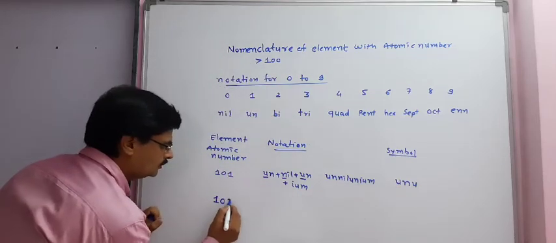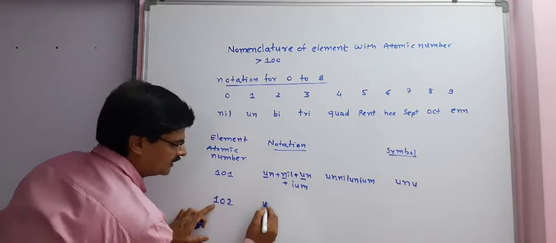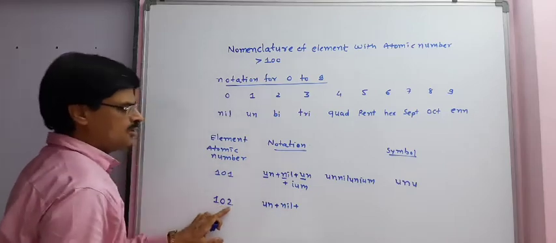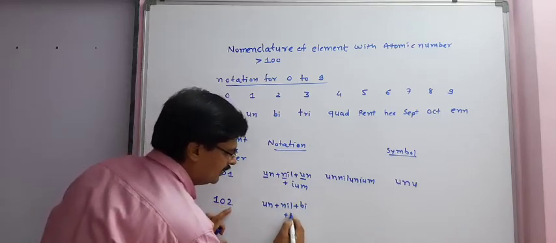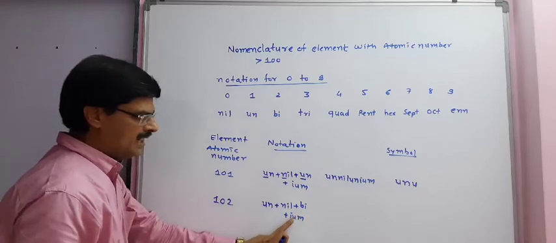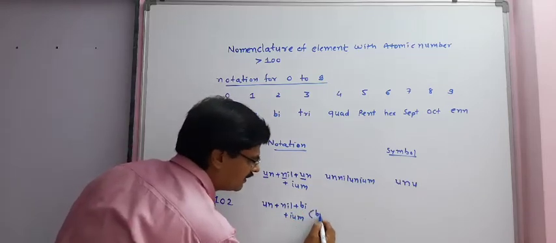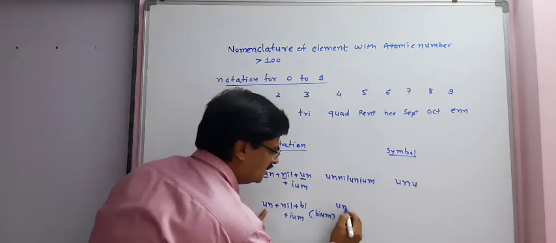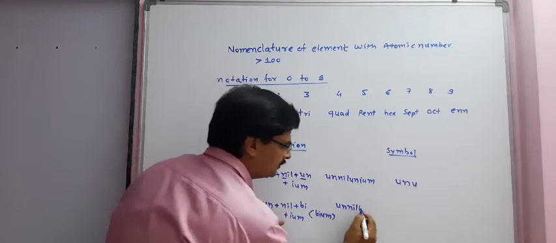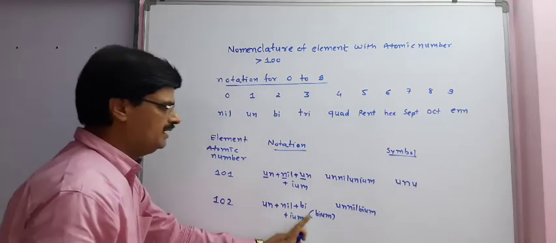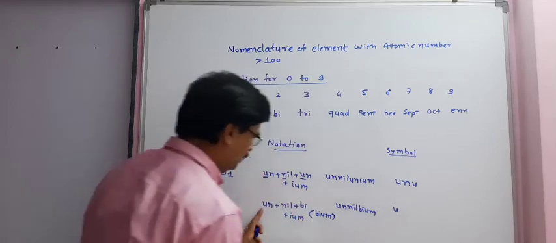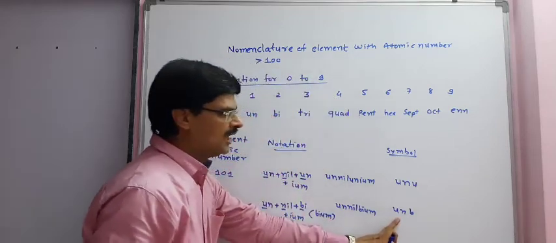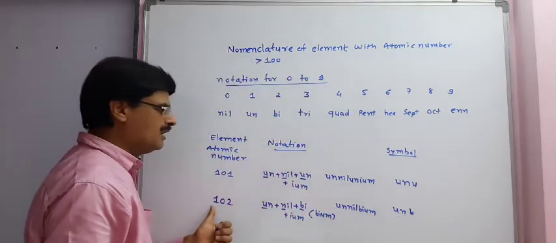Now for 102, first we will write for 1, that is un, plus for 0 nil, plus 2 bi, plus ium. But bi and ium is written as bium. So the name will be unnilbium, and it is written as U and B. So this is the IUPAC symbol for element number 102.